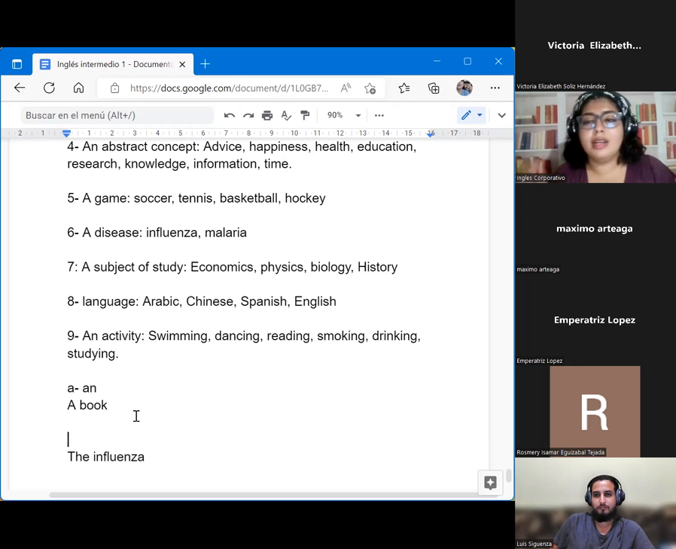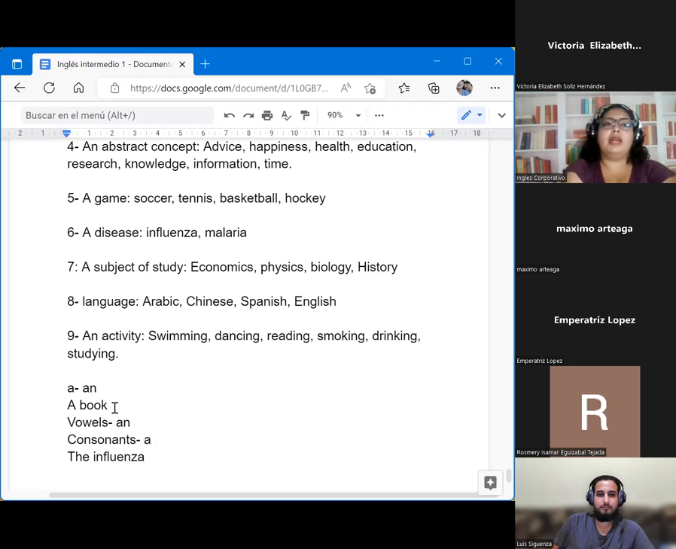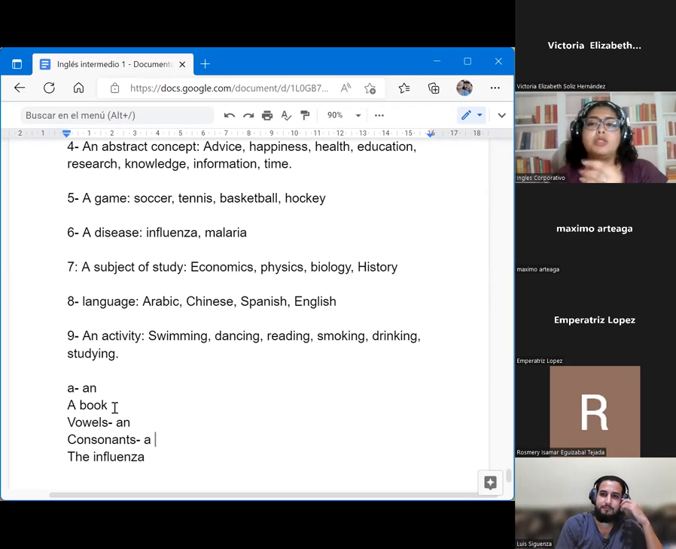Ahora, solo una aclaración rápida. In this case, when we have vowels, cuando la palabra termina en vocal, we are going to use AN. And when the word ends in consonant, we are going to use A. Vamos a utilizar AN para palabras que terminan en vocales y palabras que terminan en consonante, vamos a utilizar A. And in that case, it's when they begin with the vowel or the consonant. But in some cases, there is something different that we need to be very, very careful with.